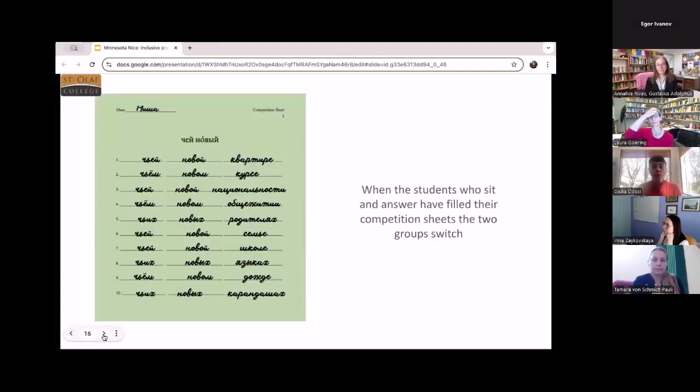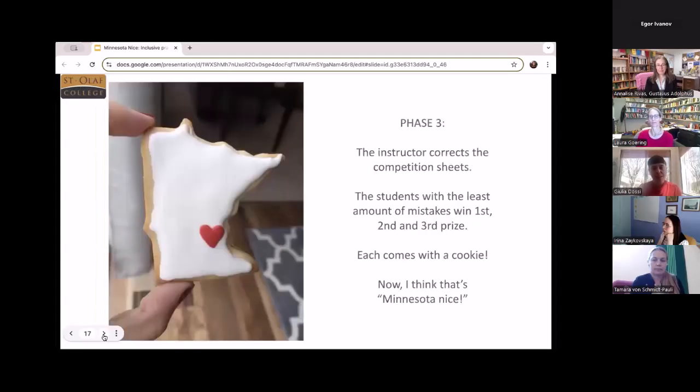Slide. So when the students who sit have filled out their competition sheets, the two groups switch, so everybody participates in the competition. Slide. Phase three, the instructor corrects the competition sheets. The students with the least amount of mistakes win first, second, and third prize, and each prize comes with a cookie. Now I think that's Minnesota nice.